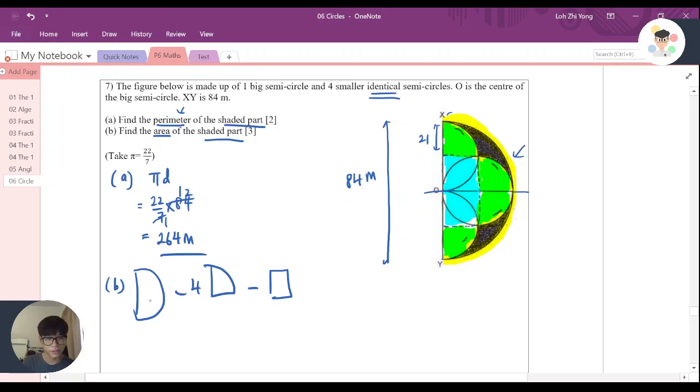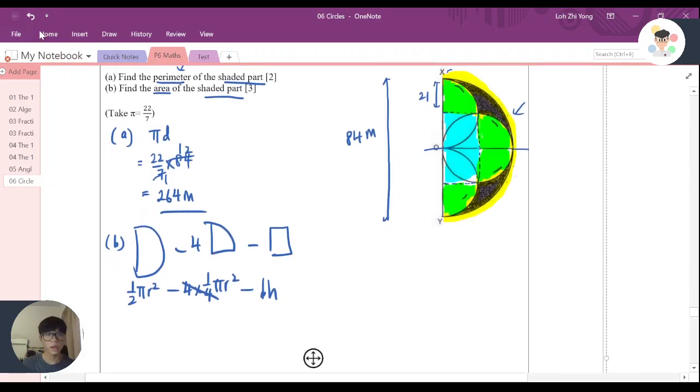So let's try to figure out first, what is a quarter circle here? The semicircle here is half pi r squared, minus 4. Again, I have 4 quadrant circles, so I just times 1 over 4 pi r squared, and of course I can simplify the 4. And the rectangle is base times height. So basically I can find the formula already, so I can just calculate. The first one, half times pi. Pi we are given as 22 over 7, so times 22 over 7 times radius.